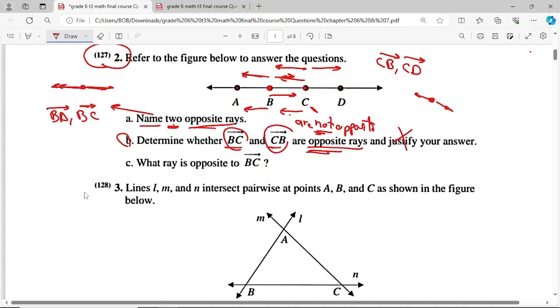Number C, what ray is opposite to BC? This is the ray BC, starting from B, going to C. So the opposite ray will start at B, but in the opposite direction, so it will be BA. So the answer here is BA.